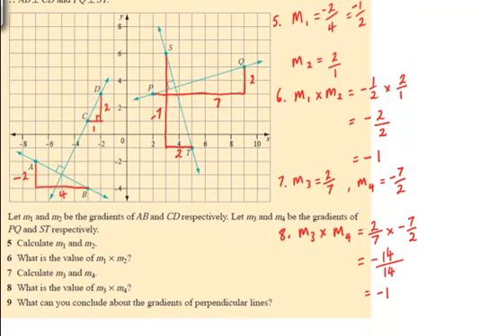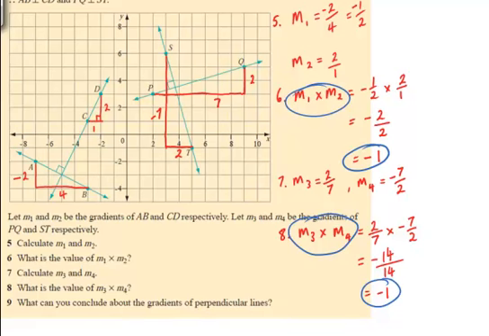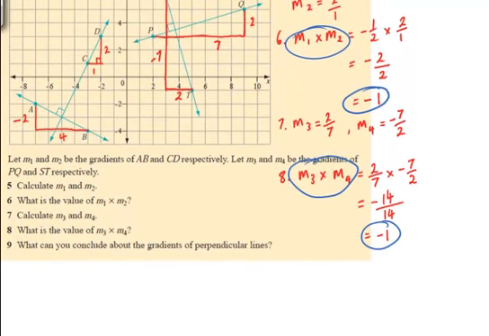What can you conclude about the gradients of perpendicular lines? Let's look back at question 6, where we multiplied M1 and M2, and the answer that we got. And also question 8, where we multiplied the gradients and the answer that we got. This one's probably not as obvious as with parallel lines, but for perpendicular lines, when we multiply their gradients, gradient 1 times gradient 2 of our two lines, they should always multiply to give us an answer of negative 1. So perpendicular lines, when you multiply their gradients, your answer should be negative 1.